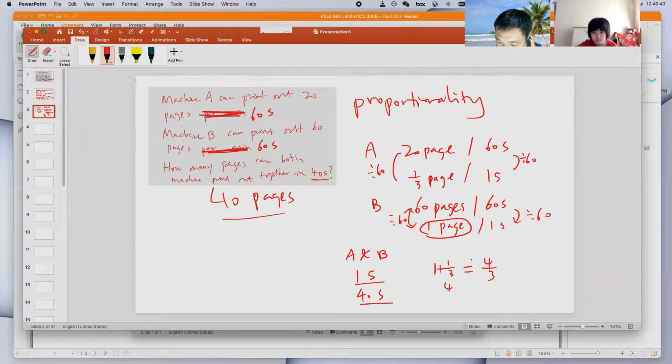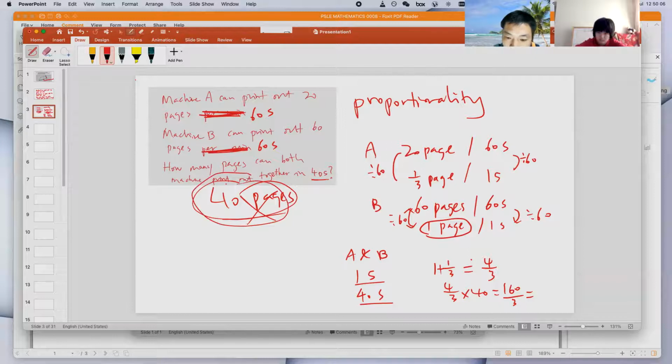Therefore, for 40 seconds I get 4/3 times 40, so I will get 160 divided by 3. This is a mixed number. So 40 pages is not correct. Your answer of 40 pages for this question is not correct. So this is one way to do this question, proportionality.